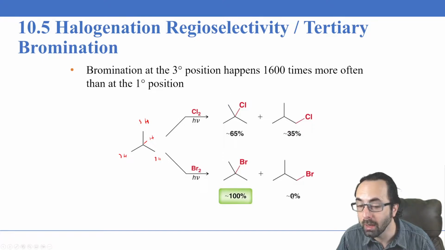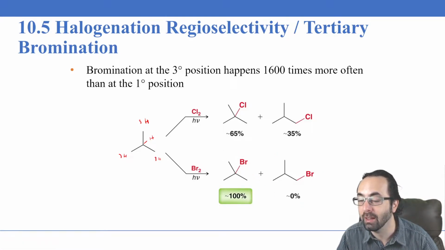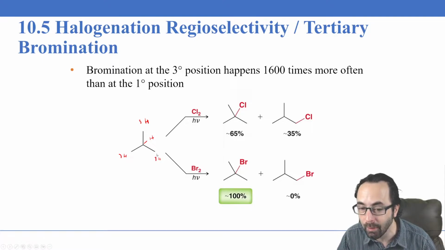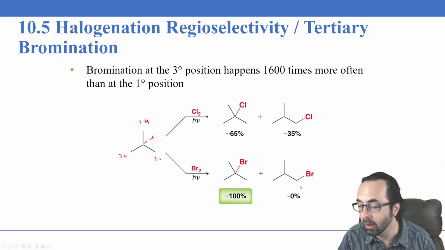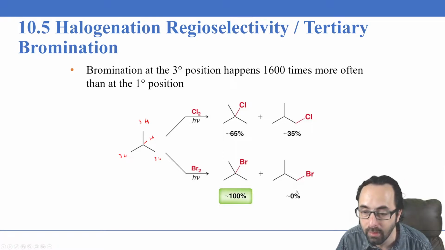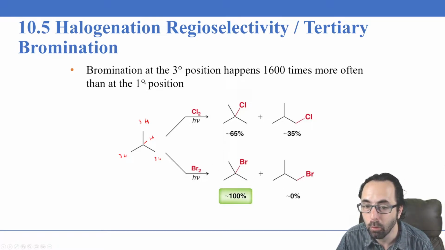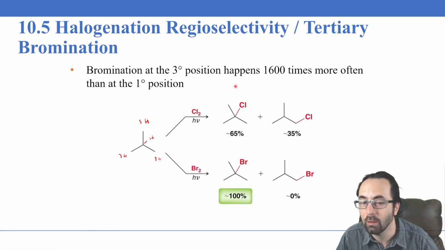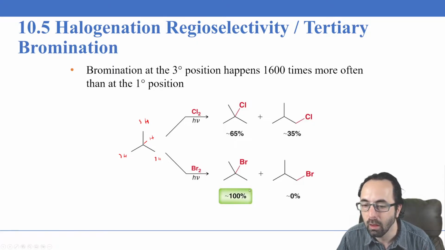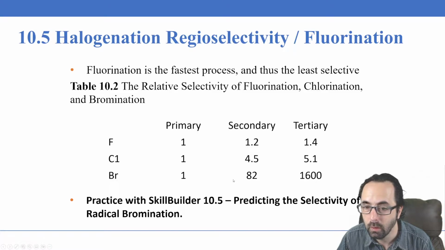But with the bromination, this is much more pronounced. We get 100% of the tertiary and absolutely 0% of the primary. Even though there's 9 times as many hydrogens, that primary radical is just going to take too much energy to get to, especially to the transition state for it. So that's what slows down that reaction. And so the bromination at the tertiary position happens 1,600 times faster than at the primary position. So we get almost all addition of bromine to the tertiary position.